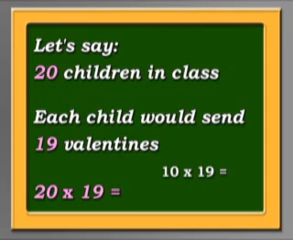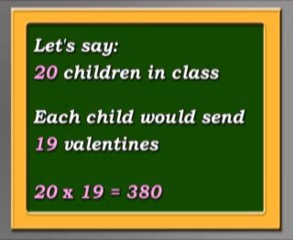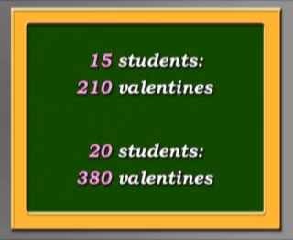10 times 19 is 190. So 20 times 19 is double that. So that's 380. If we had 20 children in the class, they would send out 380 valentines. But we only had 306. So, I've helped you. You know the answer is somewhere between 15 and 20 pupils. Try and do the rest yourself.